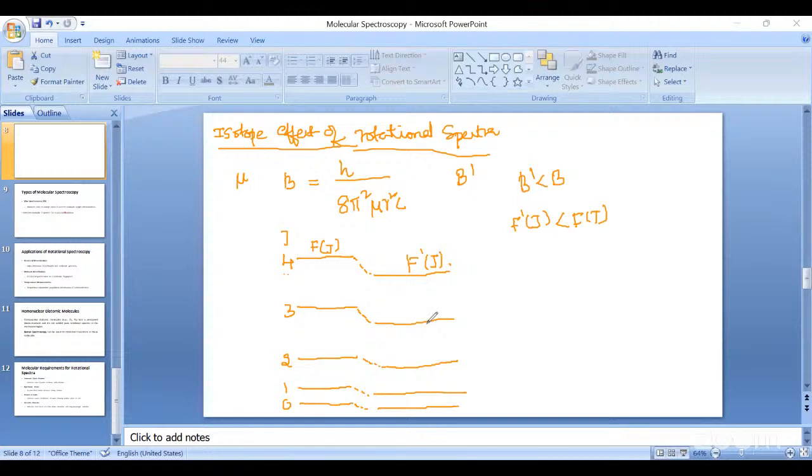From that we have calculated the frequency of radiation nu, and also we have seen the observed rotational spectra of energy levels. The isotopic effect of rotational energy levels is this one.